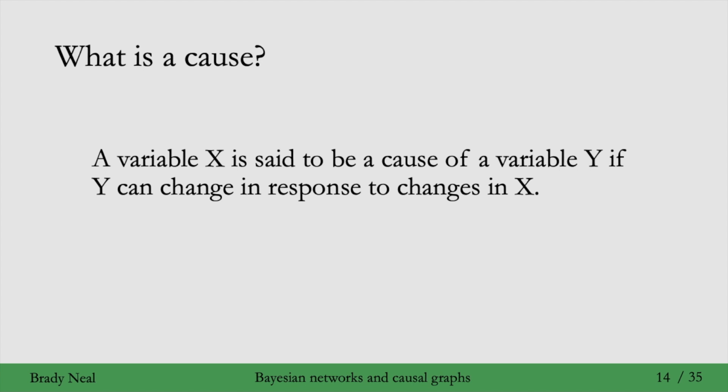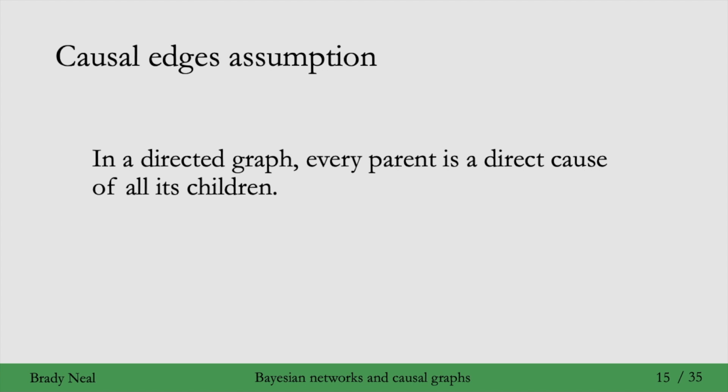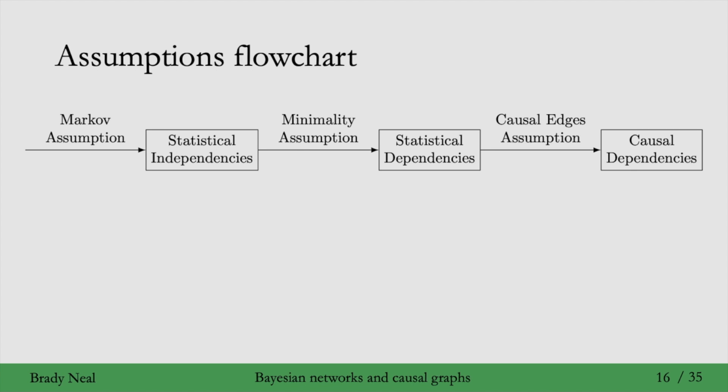Then, given a graph, we will introduce what we'll call the causal edges assumption. So in a directed graph, this means that every parent is a direct cause of all of its children. We introduced what a cause is in the previous slide so that this assumption is defined, and with that assumption, we get a bit more information out of our graphs.